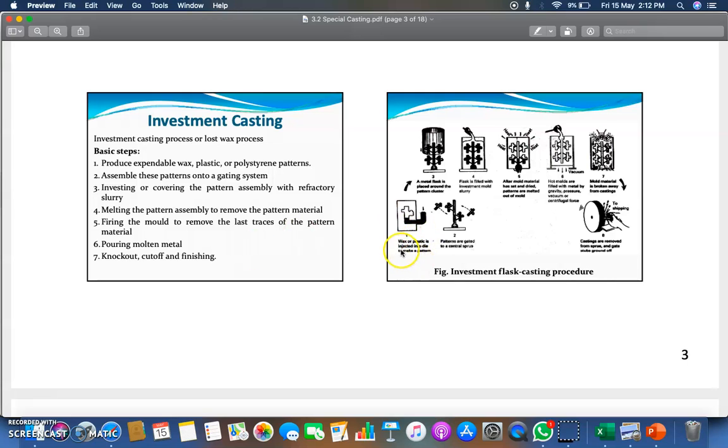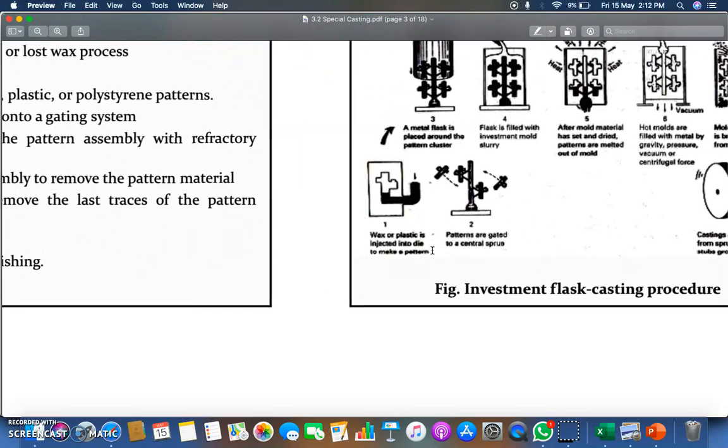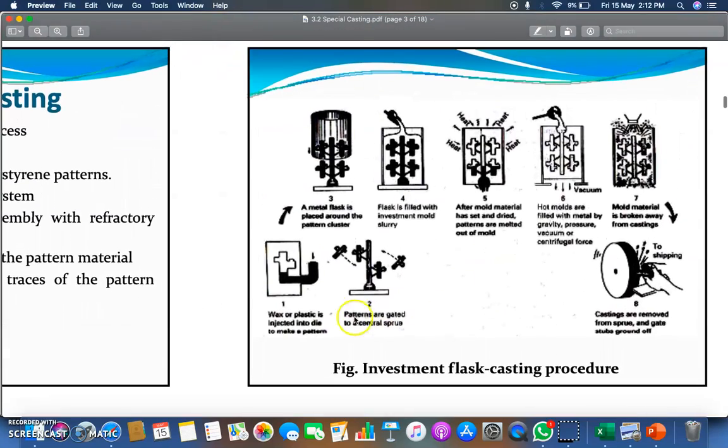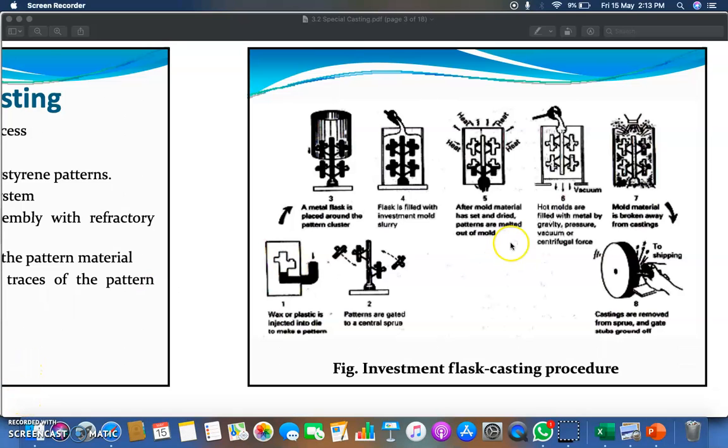Now see in the picture, first wax or plastic is injected into the die. I will zoom in a little bit so that you can see this diagram very nicely. Wax or plastic is injected into the die to make a pattern. Next, the patterns are gated into a central sprue. You have to arrange your patterns in such a way that you prepare a gating system, so the whole gating system for investment casting is prepared.